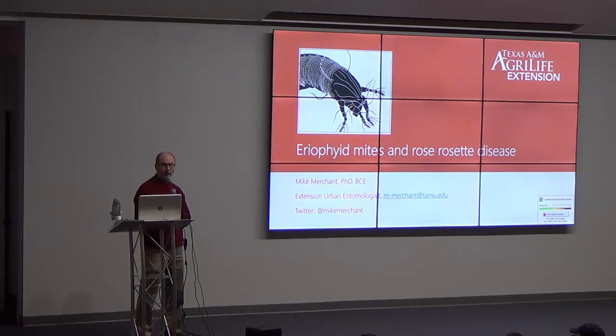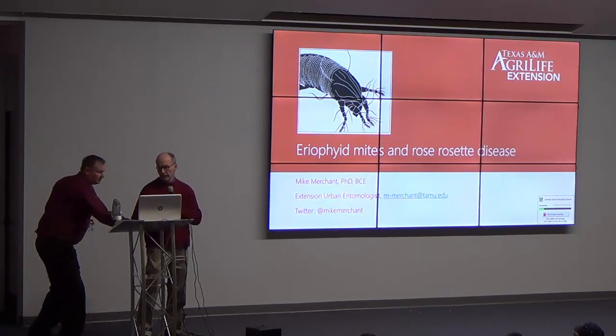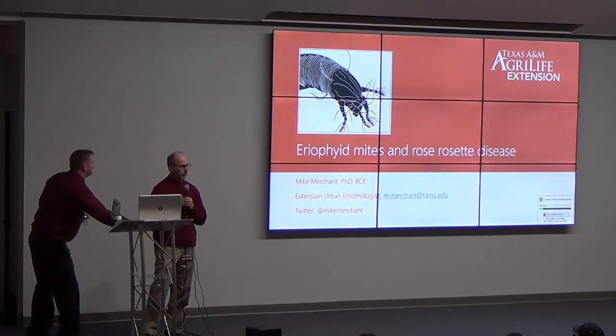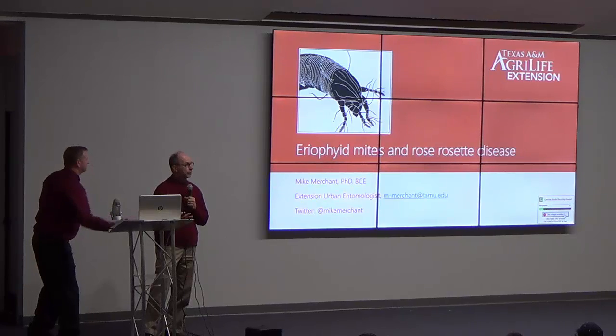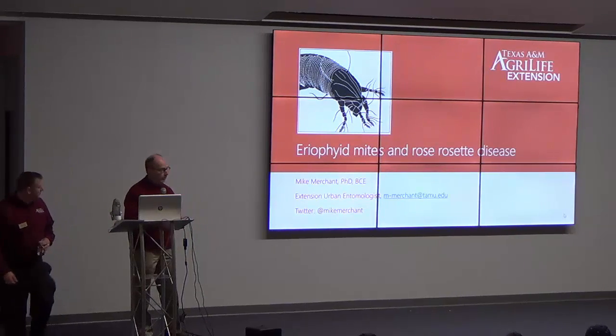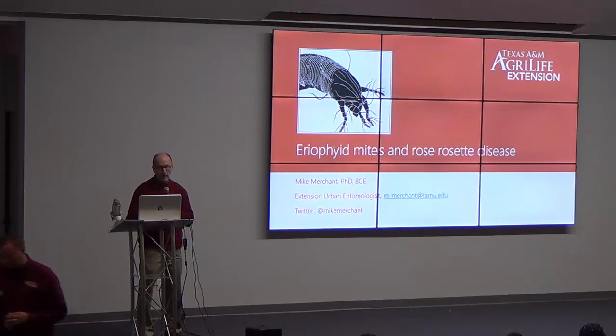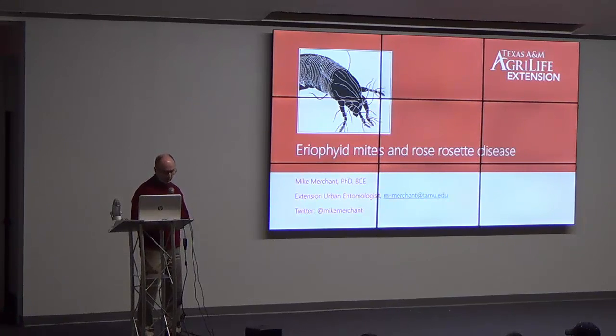Vector. I think your program says the vector of Rosette. What that term means is a vector is something that transmits something somewhere else. For example, the southern house mosquito is a vector of West Nile virus. So this little mite is a vector in the same way that mosquitoes vector disease.